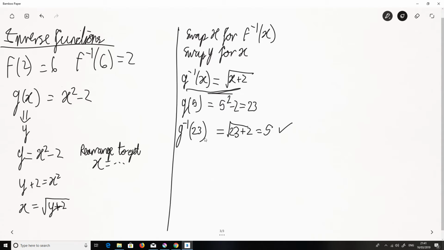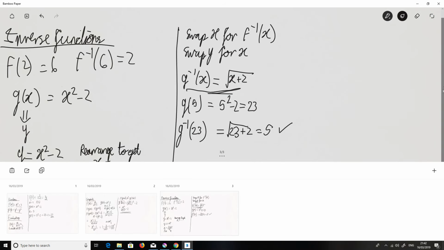So that's all there is to do in it. You just swap out your function for y, rearrange it to get x equals something, swap the x for f to the minus 1 of x, or whatever function label you're using, and then swap y for x. So that just goes to f to the minus 1 x, and that just goes to x for when you're doing it. So that's all there is to inverse functions.